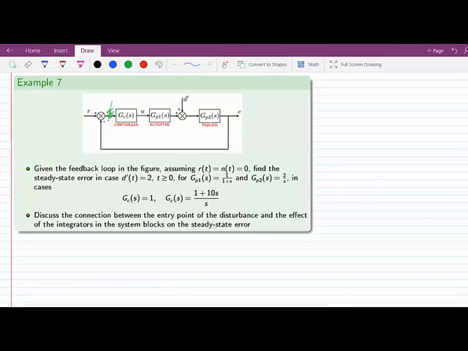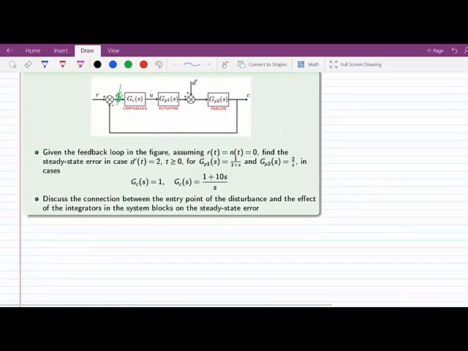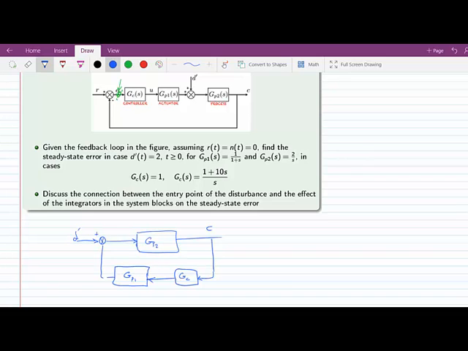If we set R and also N to 0, this will be the resulting block diagram for the system. D prime, Gp2, C here. Then we will have these two transfer functions, Gc and Gp1, with their negative feedbacks here.